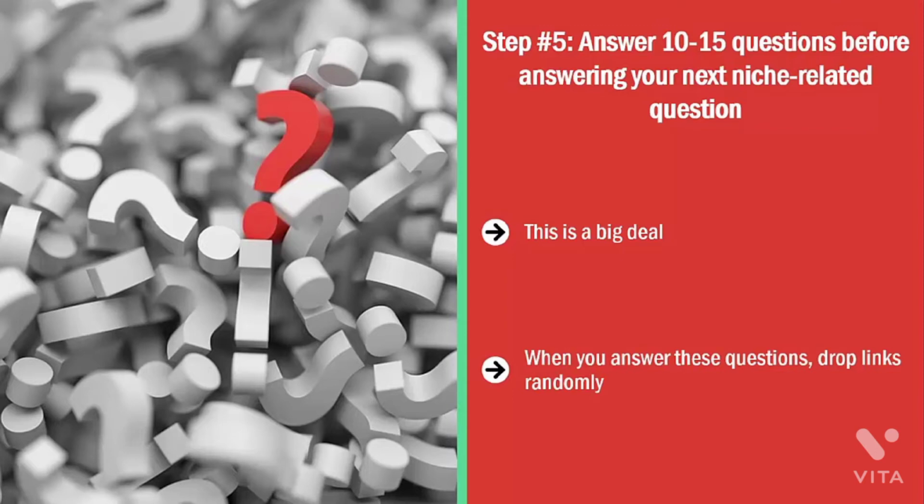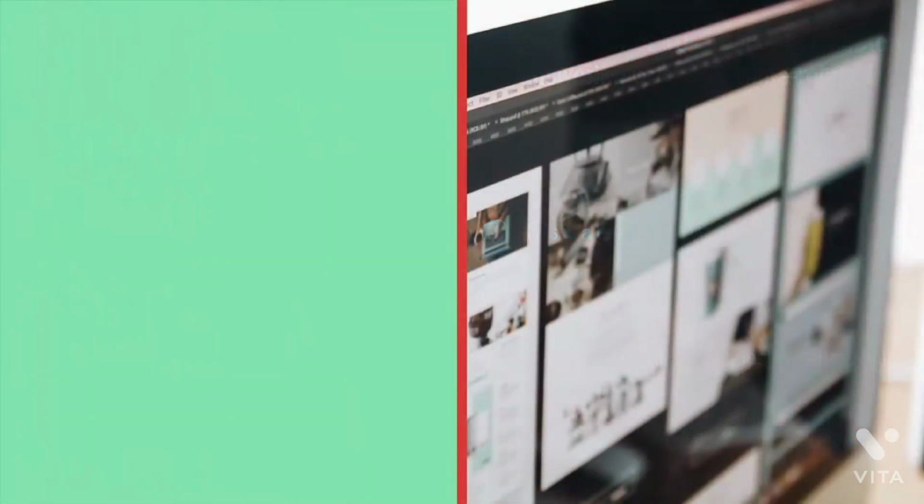This is curated content that answers their questions and are extremely helpful. These links are not related to your niche. When you do this, you build authority. You begin to look like a legitimate and bona fide member of the Quora community.